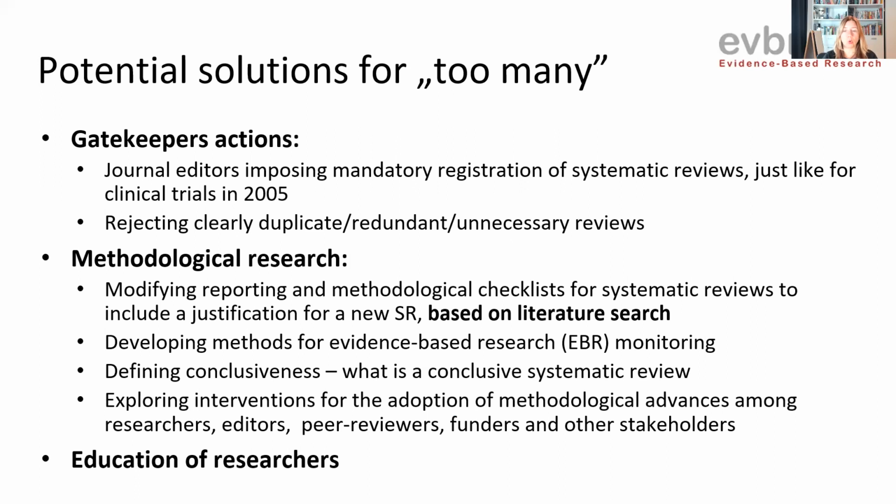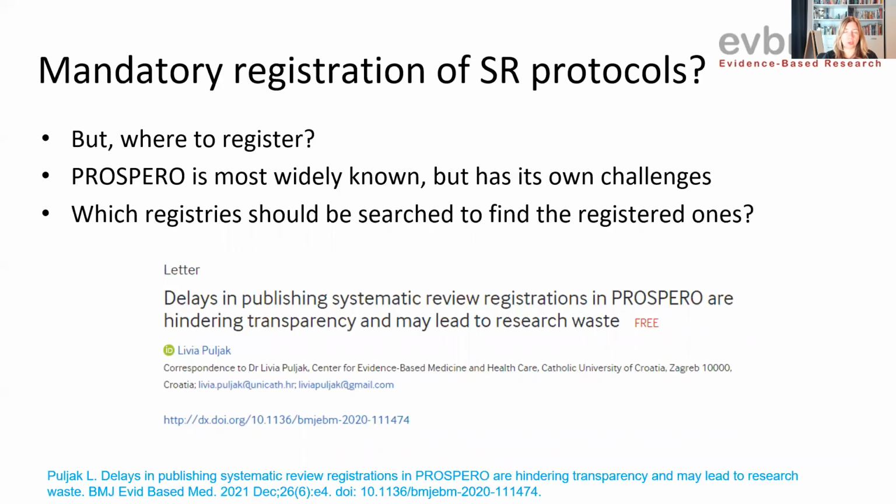And then also defining conclusiveness. This means to define what it means that a systematic review is conclusive and that we do not need further research in this field of any kind. And also, I think we need interventions that will help all of us, all of the stakeholders in the research ecosystem, to adopt the existing methodological advances. And last but not least, I think we need education of researchers. So let's go through some of these ideas.